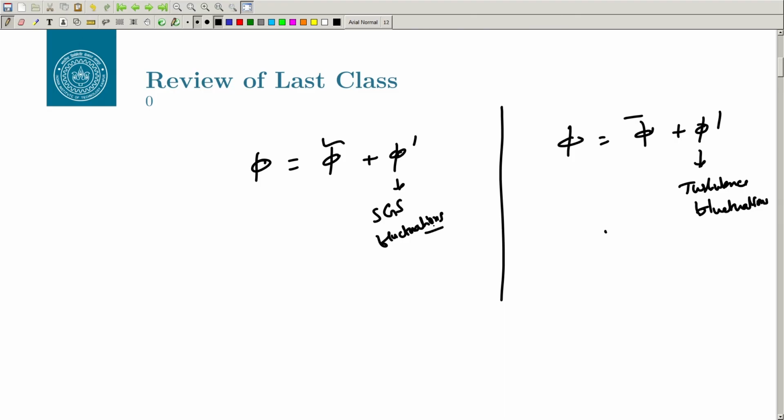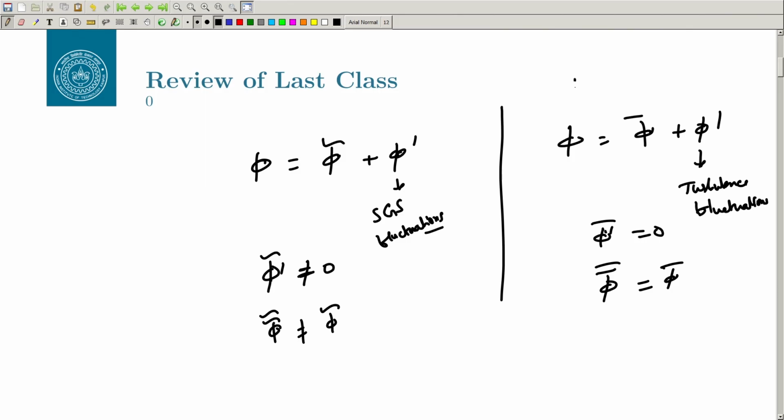And we also saw that here in this case phi prime bar equal to 0, but here phi prime tilde is not equal to 0 because of the properties of the filter. And there are some other differences also. For example, if you apply the filter twice, it is not the same as applying the filter once. On the other hand, if you apply your averaging twice, it is equal to applying the averaging once. So, this is your RANS and this is your LES.